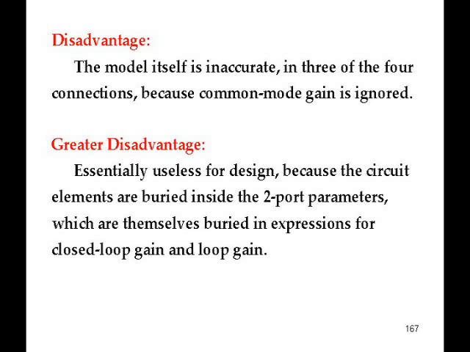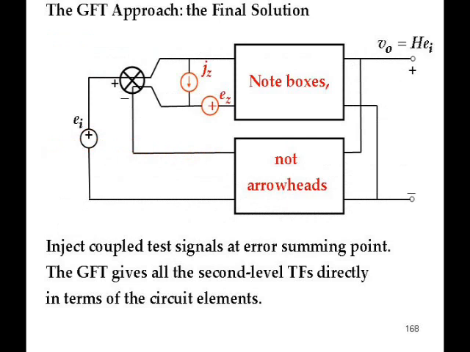So this is the approach I'm recommending. Same original model, but note the boxes stay there, not arrowheads. They're bidirectional. It's the real circuit. And you inject coupled test signals at the error summing point. That satisfies both criteria. It's inside the loop, and nulling the IY and the VY also nulls the error voltage and the error current.